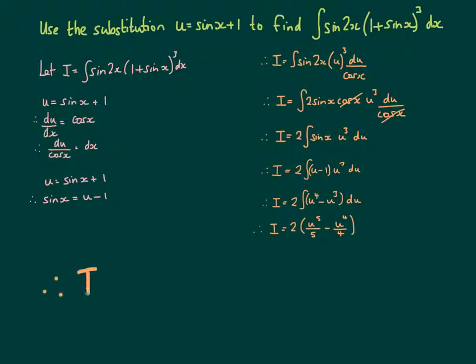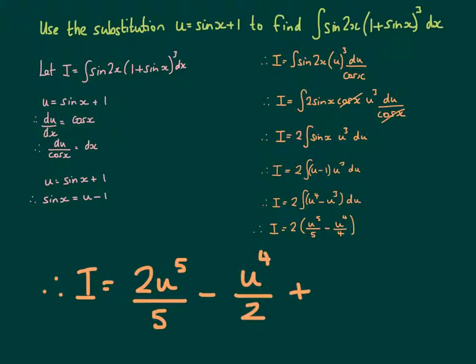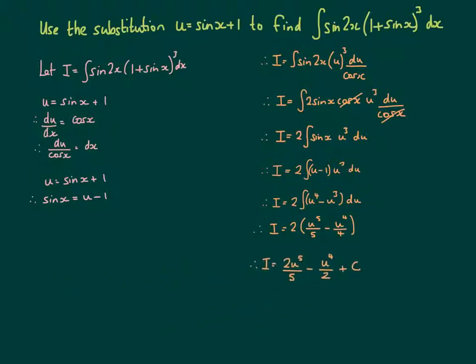Okay, so if we multiply that out, we're going to have I equal to 2 times u to the power 5 over 5, take away u to the power 4 divided by 2, plus the c. It's not quite finished yet. Now we go back to our original substitution of sine x plus 1 to get our final answer.